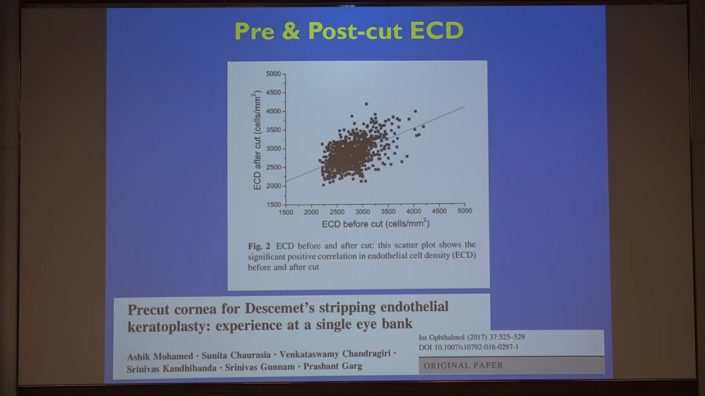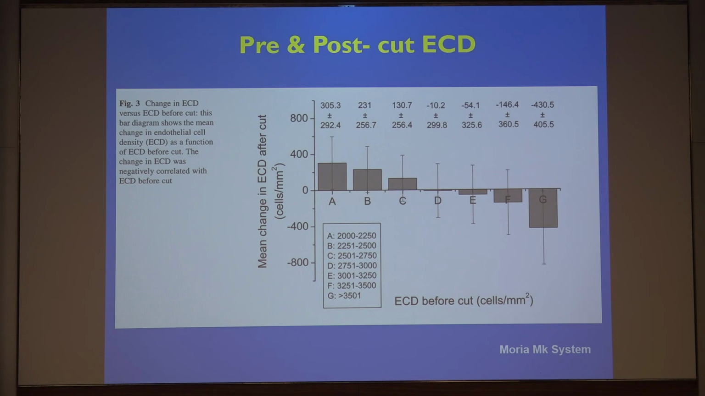So this is one study where we looked at the pre and post-cut endothelial cell density in the pre-cut corneas, which are prepared by the eye bank technicians. This is on the basis of 1049 pre-cut tissues prepared by two primary eye bank technicians. There is a good correlation between the ECD before and after cut, and this scatter plot shows that. What about the pre and post cut endothelial cell density? Now there is a variation of up to around 500 cells per millimeter square on either side. It can appear lesser, it can be on the higher side.